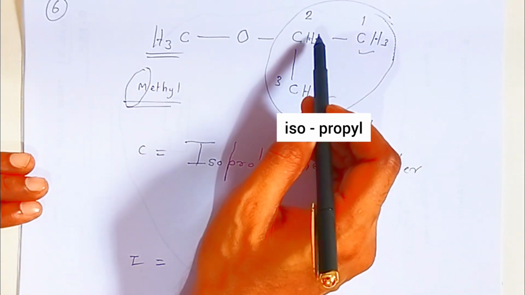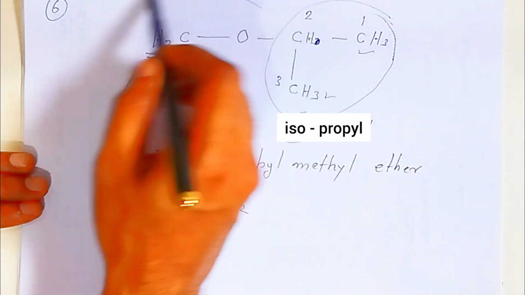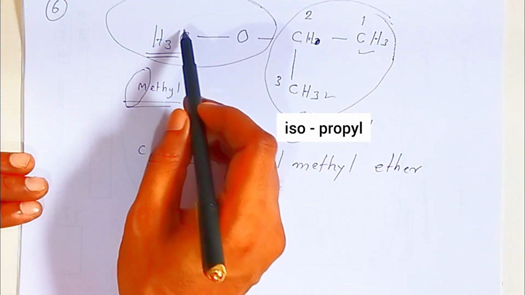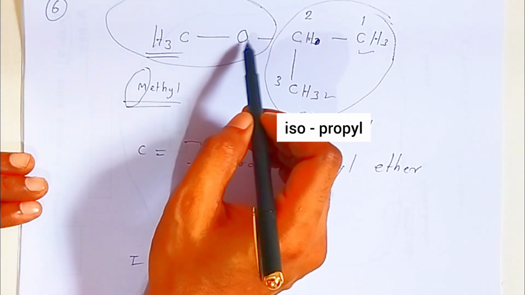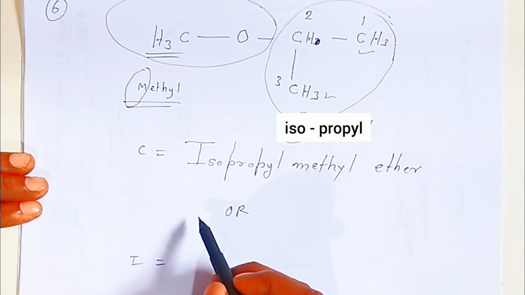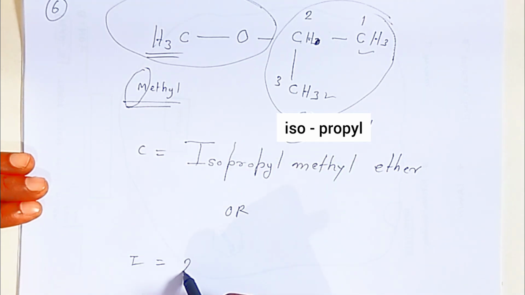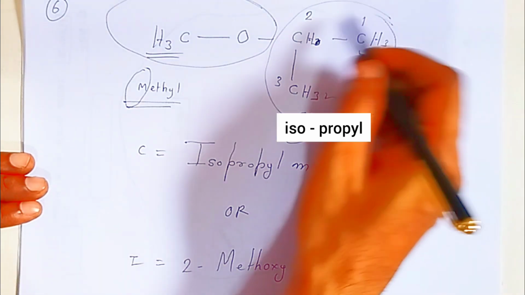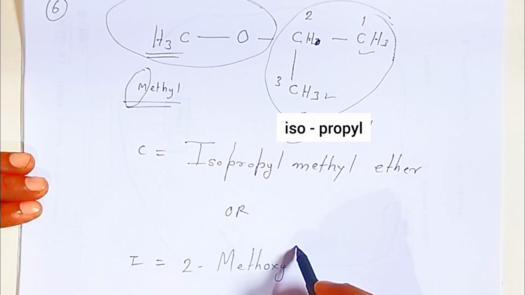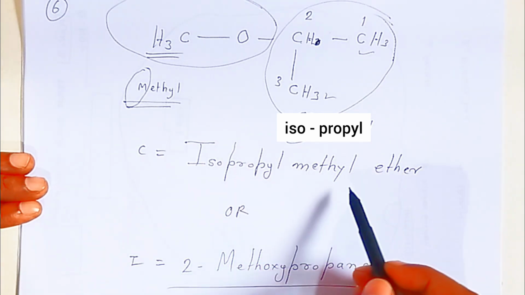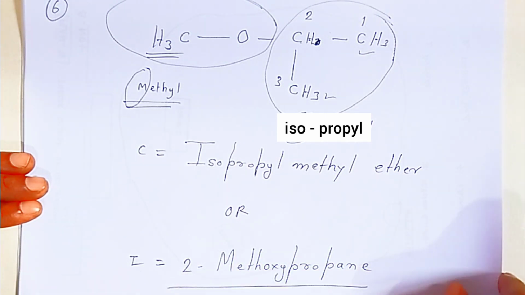Now at carbon number 2, students, a methoxy group is attached. This whole group we call methoxy. Only CH3 we call methyl, but methyl containing oxygen we call methoxy. So the name of this molecule will be 2-methoxy, and since it is a derivative of propane, we call it 2-methoxypropane. So isopropyl methyl ether is nothing but 2-methoxypropane.